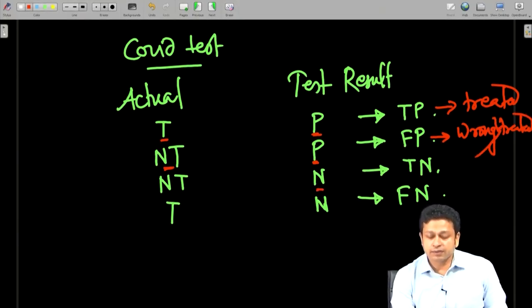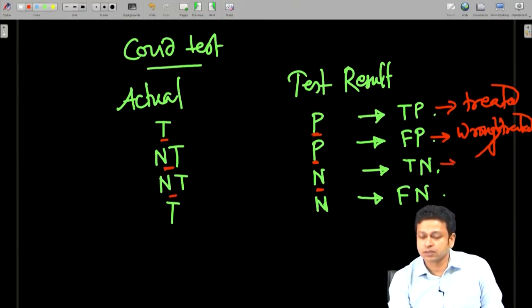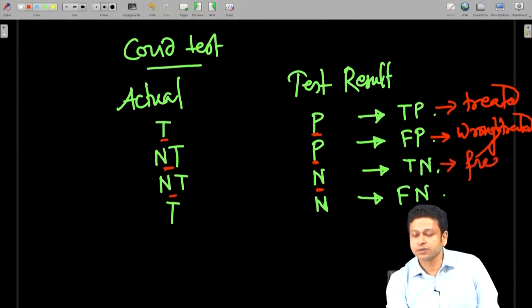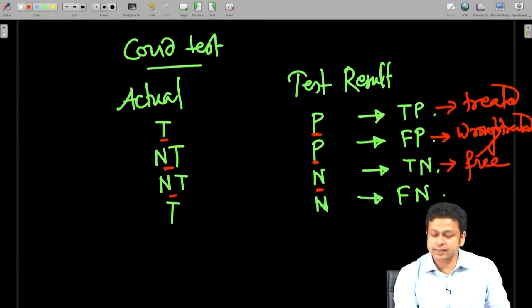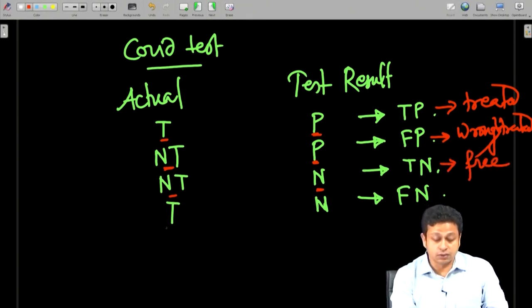Whereas, if I do not have COVID and I am tested negative, that is good, I am free, right. I do not have to do anything, I do not have COVID. And the last case, if I have COVID but I am tested negative, that is very dangerous.